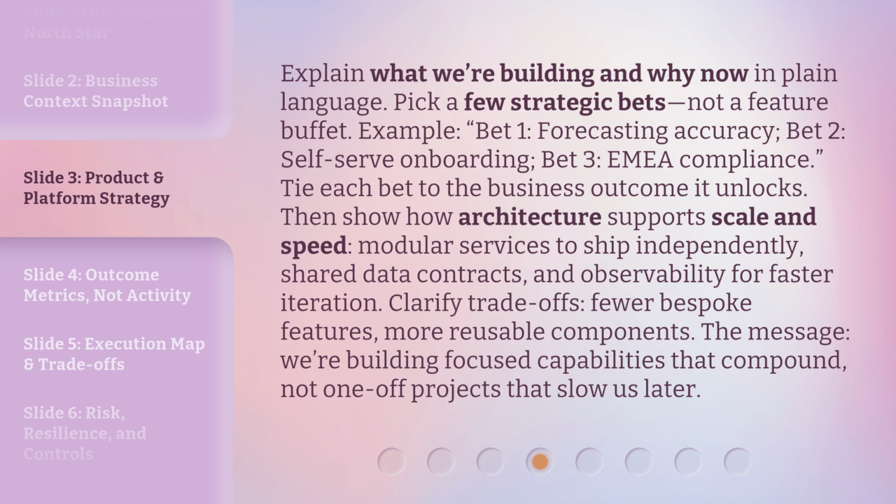Then show how architecture supports scale and speed: modular services to ship independently, shared data contracts, and observability for faster iteration. Clarify trade-offs. Fewer bespoke features, more reusable components. The message: we're building focused capabilities that compound, not one-off projects that slow us later.